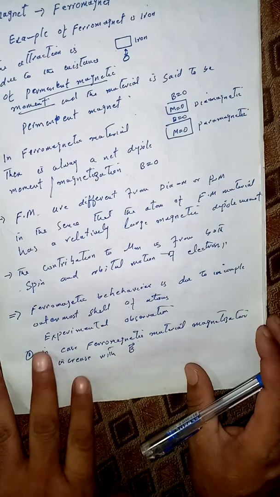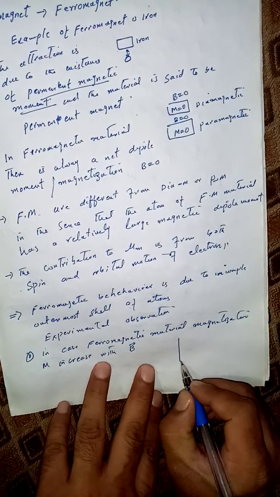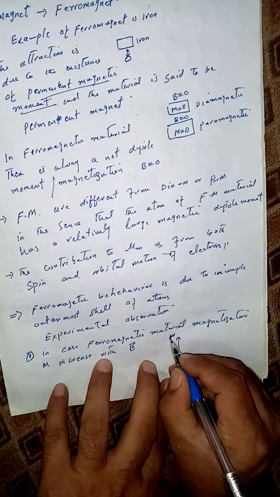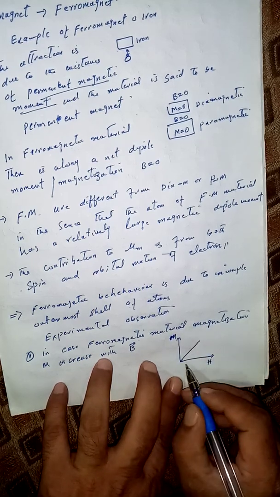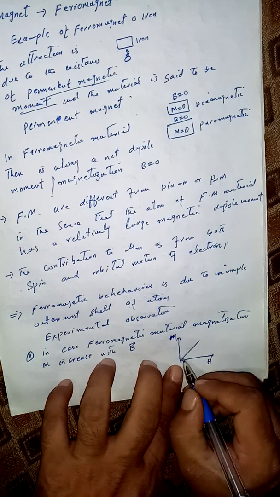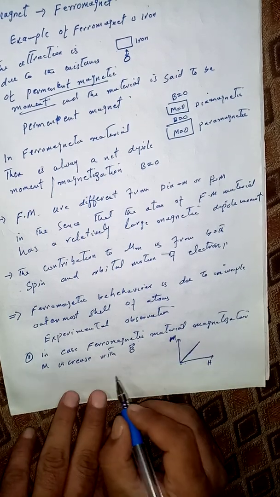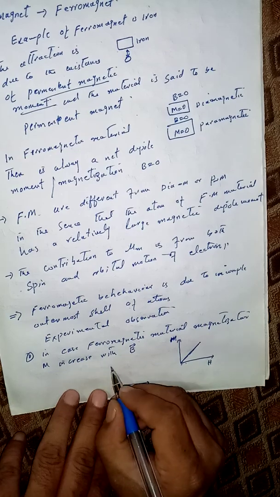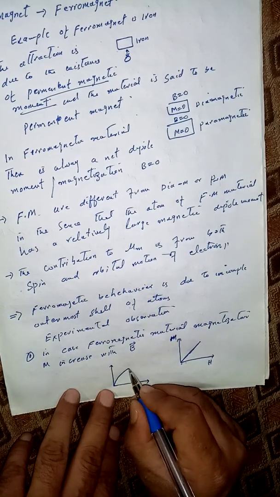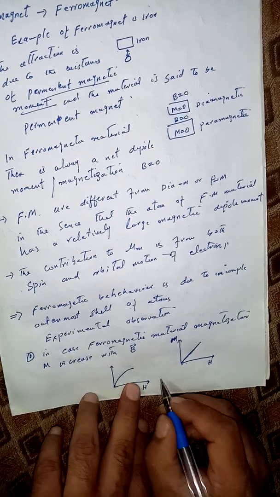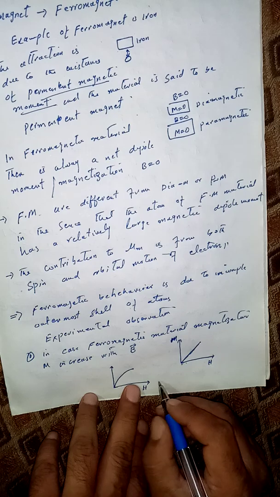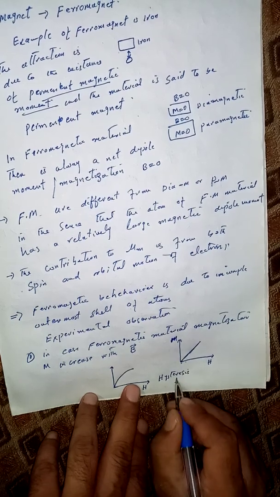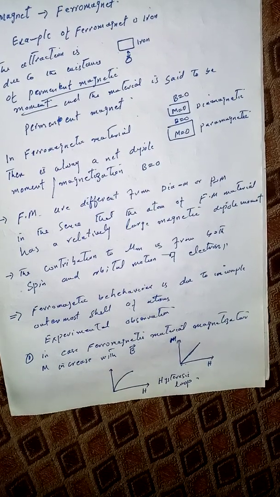Now in case of paramagnetic or diamagnetic material, the relation between external field H and magnetization is linear. If we increase the external magnetic field, the magnetization also increases linearly. But in case of ferromagnetic material, if we apply an external magnetic field, the magnetization is non-linear, and its behavior is like this. This behavior we will discuss in the rest of the videos, particularly in the hysteresis loop. Now this is one of the experimental observations.